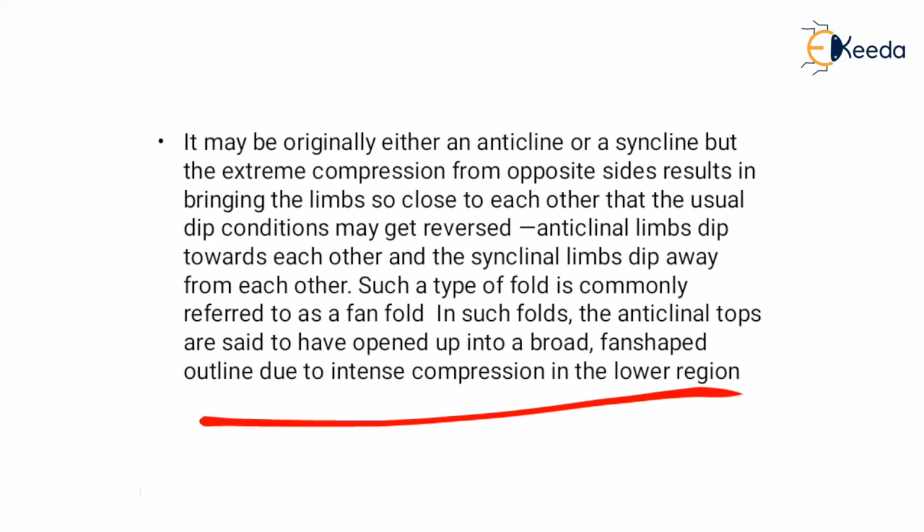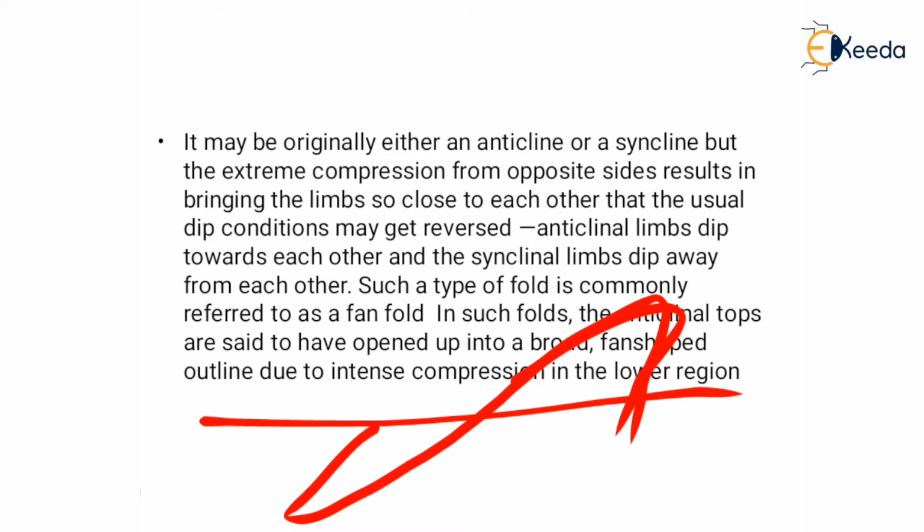See, this is the fold in which both limbs are equal and one limb gets overturned after 90 degrees of rotation. One limb keeps its original position. This type of fold is called an overturned fold. It may originally be either an anticline or a syncline, but extreme compression from opposite sides results in bringing the limbs so close to each other that the usual dip condition may get reversed. Anticlinal limbs dip toward each other and syncline limbs dip away from each other. Such a type of fold is commonly referred to as a fan fold.